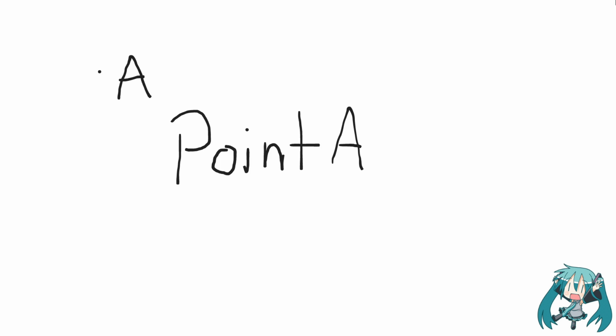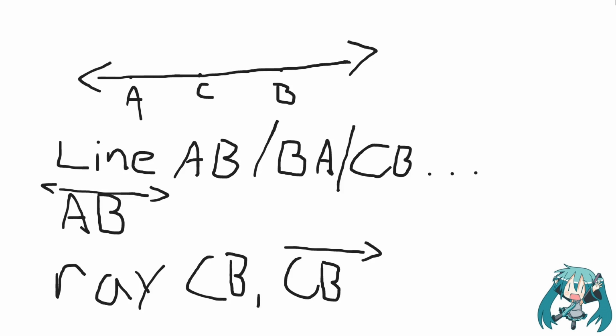This is a point that has no dimensions. It is represented by a dot. You would call this point A. This is a line. So at any 2 points there's exactly one line.